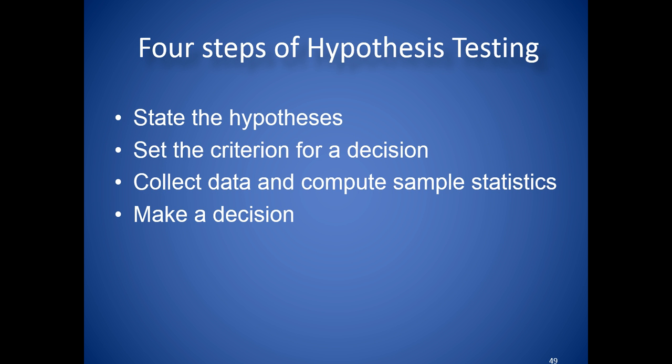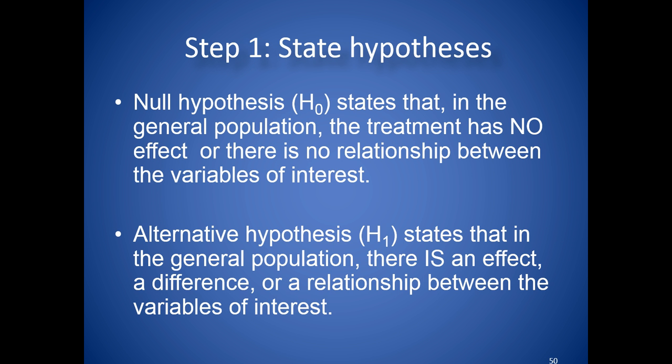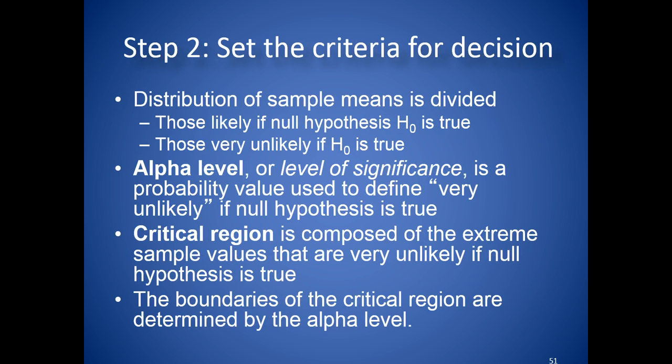So there are four steps of hypothesis testing: state the hypothesis, set the criterion, collect the data, make a decision. A null hypothesis simply says there's no effect or there's no relationship between the variables of interest. An alternative hypothesis states that there is an effect or a relationship between the variables.